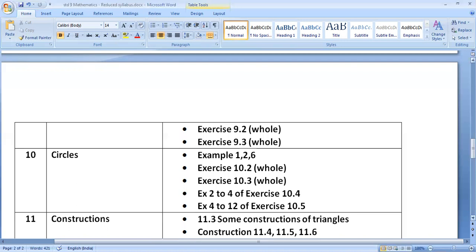So this is all about from chapter number 6 to chapter number 10. I hope you understand which are the topics which are included and which are excluded in this particular portion. In next part, that is in part 3, we will see from chapter number 11 to chapter number 15, in that which topics are included and which topics are excluded.